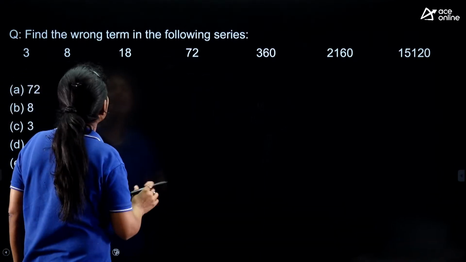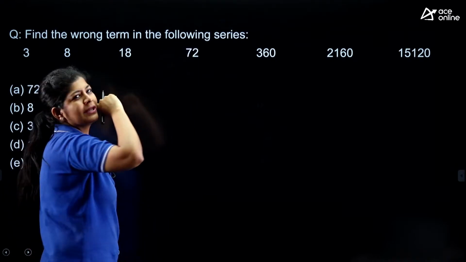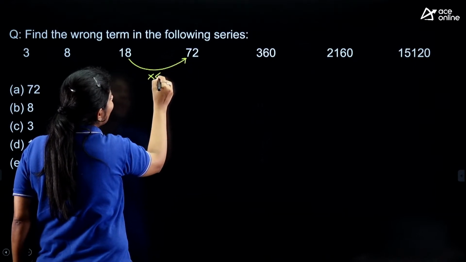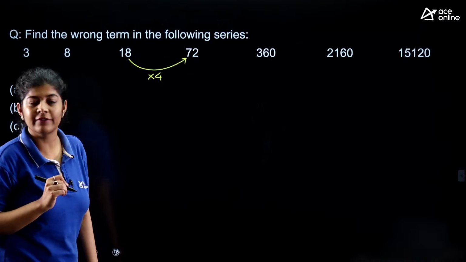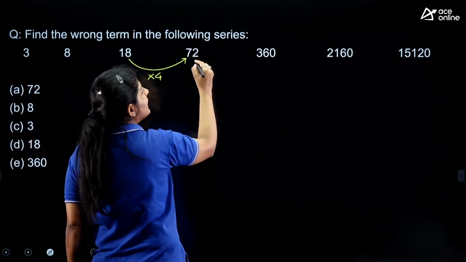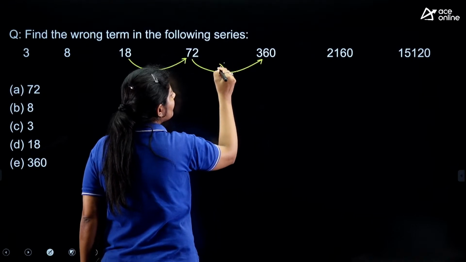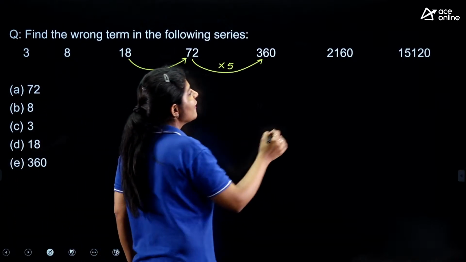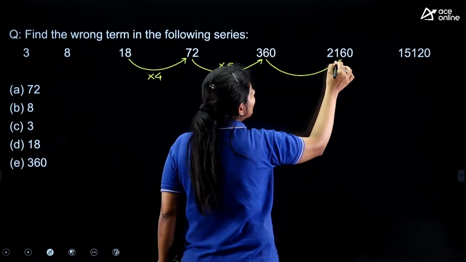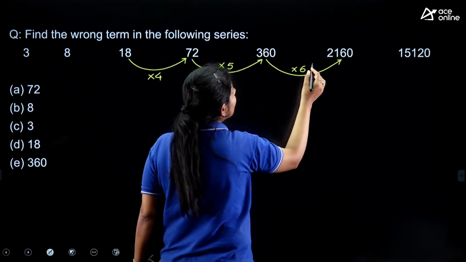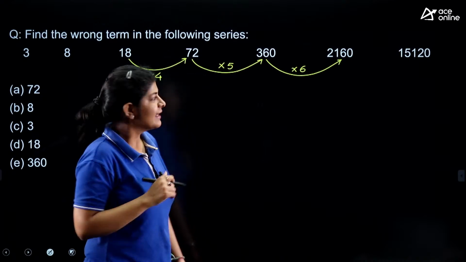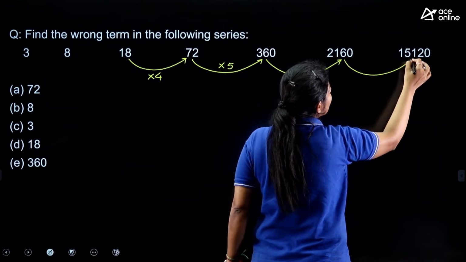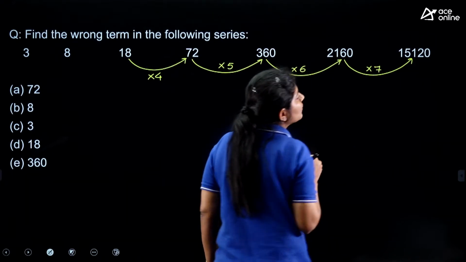Now I know that 18 and 72 are somewhere connected. If I multiply by the right number, I can easily convert my 18 into 72. Similarly, if I multiply my 75, I can easily convert it into 360. If I multiply my 360 by 6, I can easily convert it into 2160. That means I can sense the pattern now, right? Similarly, if I multiply this number by 7, I'll get 15120.